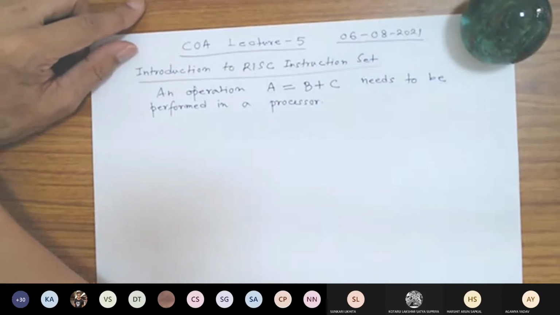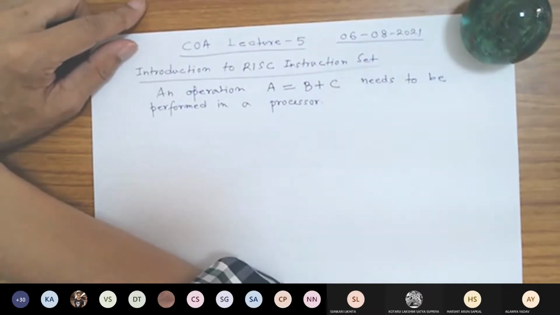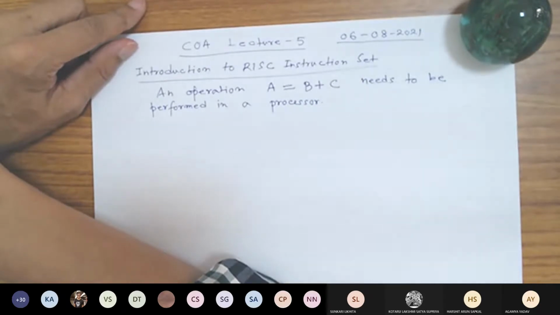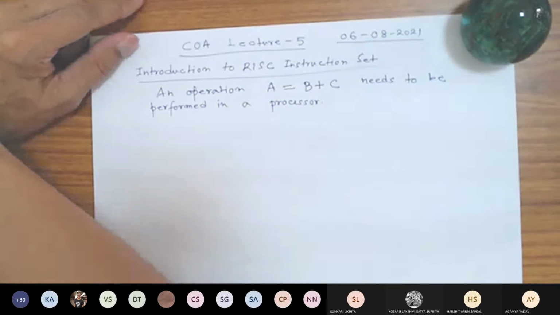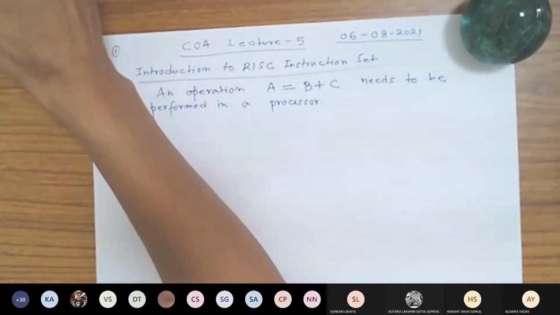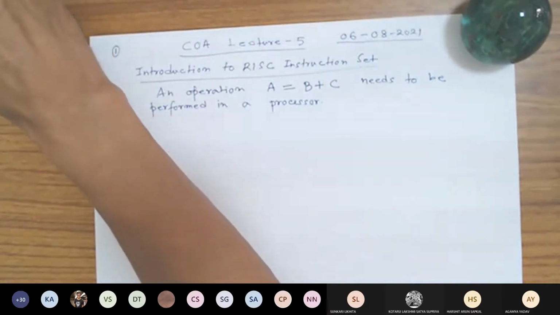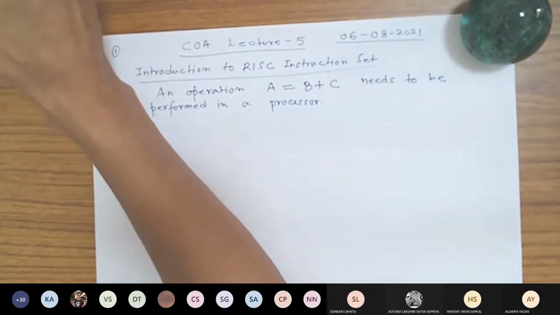So an operation A equals B plus C needs to be performed in a processor. Now, can someone tell me where from I can get the operands, and at the beginning of the system when the machine starts, how do you expect that this operation can be performed? What are the preconditions that we require for this operation? I just want to know the preconditions.